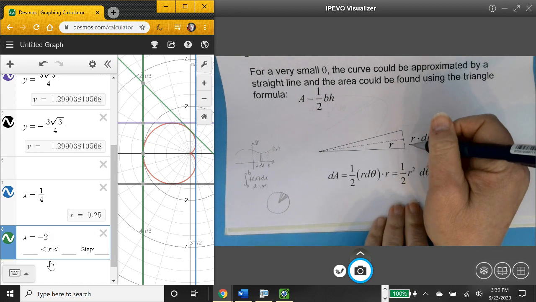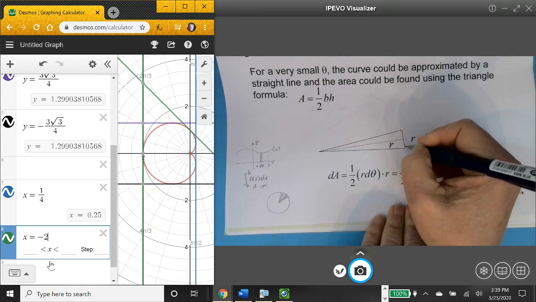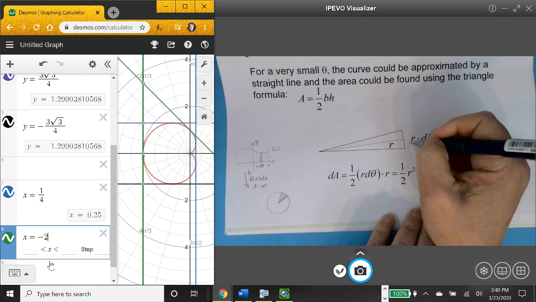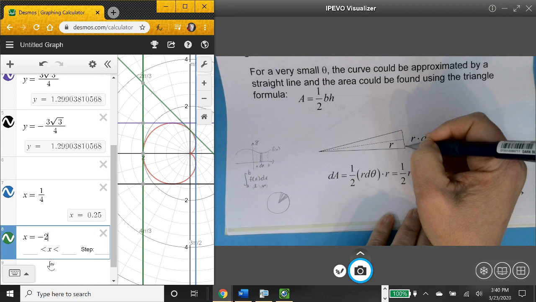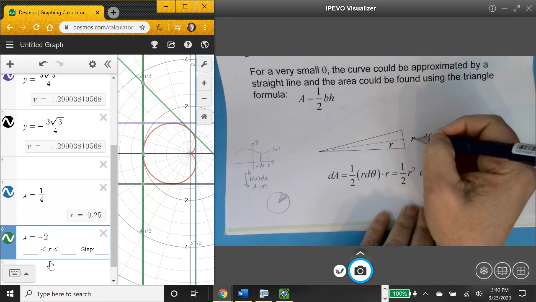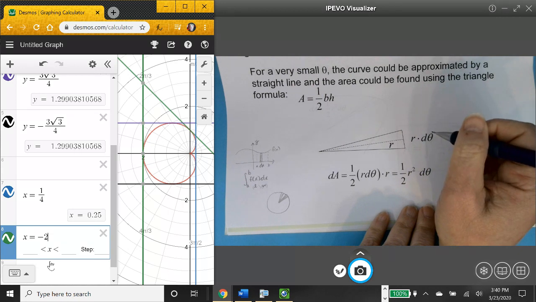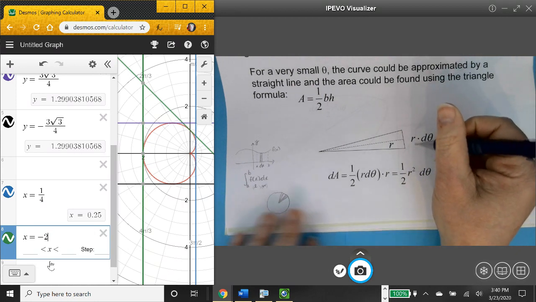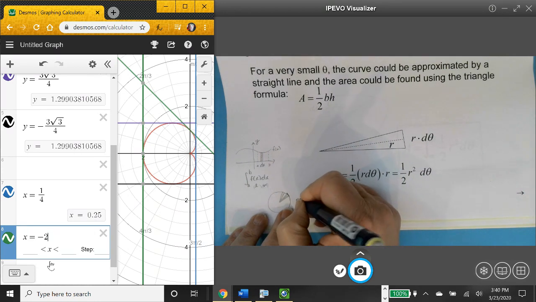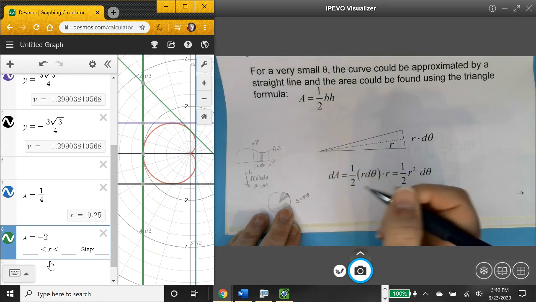When you zoom in and zoom in and zoom in, it looks like a line instead of a curve. And its length is going to be r times d theta, because the arc length, let's think about what arc length is, right? That's s equals r theta.